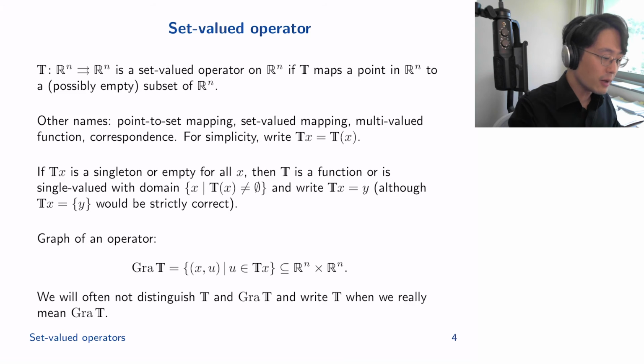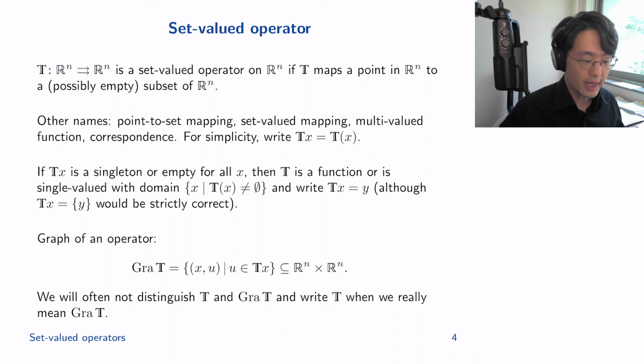Okay, so if the output of the operator evaluated at x is a singleton, or if it is empty for all x, then we identify the set-valued operator T with a function, or we just say T is a function. We also say it's single-valued, and in that case, the domain of the function will be the input points x such that the output of the operator is not empty. And when the output of the operator is a singleton, we write Tx = y, even though Tx equal to the singleton set containing y would be, strictly speaking, correct. So here we are overloading, and this will be a recurring theme.